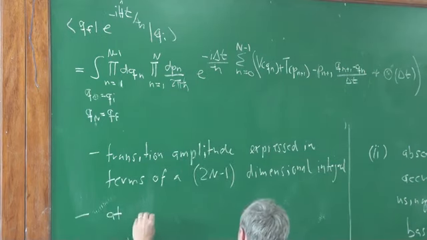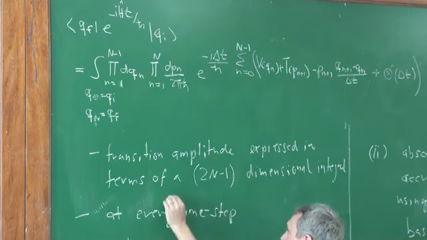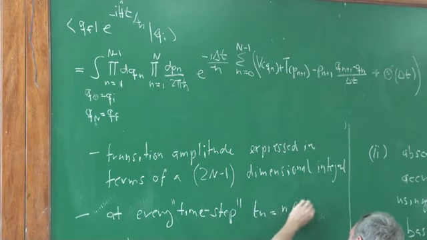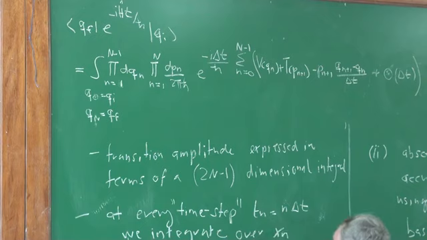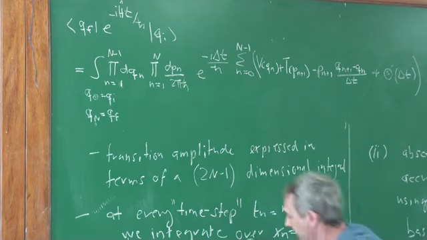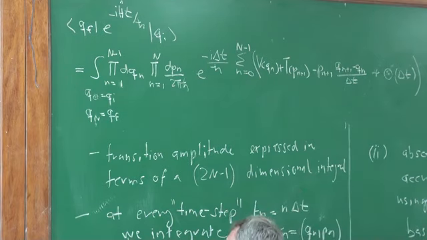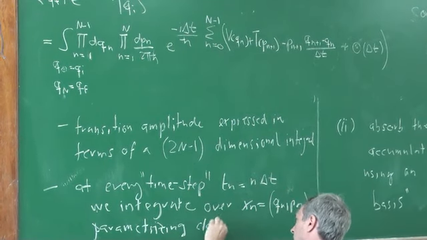So at every time step, Tn being defined as n times this short instant, we integrate over the pair which I now define as xn, which is given by qn and pn, and this pair defines a classical phase space. So integrate over xn, parametrizing classical phase space.